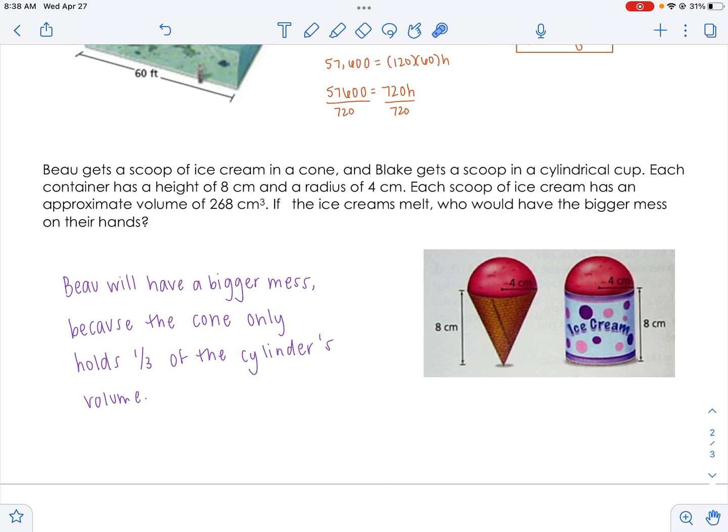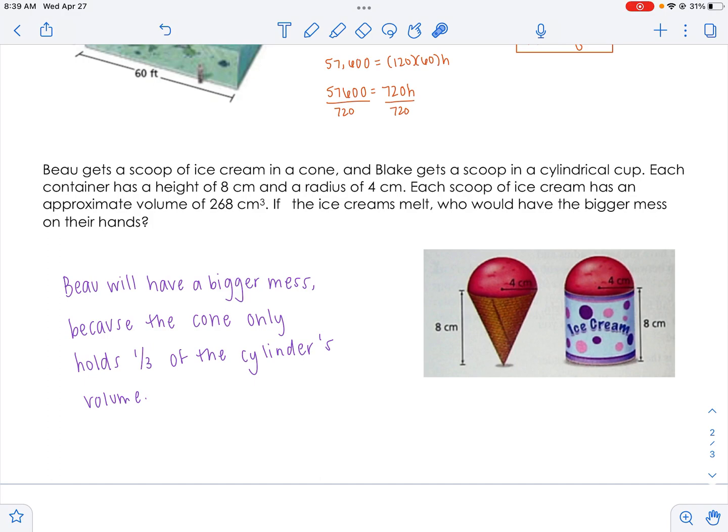Now, it would be a different story if the cone was taller or wider, but if they have the same height and they're pretty much the same dimensions, one's just a cone and one's a cylinder, well, because the cone tapers in, it only holds 1/3. So if this cone could hold 40, the cup would hold 120. If the cup could hold 300, then the cone would only hold 100. So the cone would create a bigger mess, meaning that Bo would have more problems.